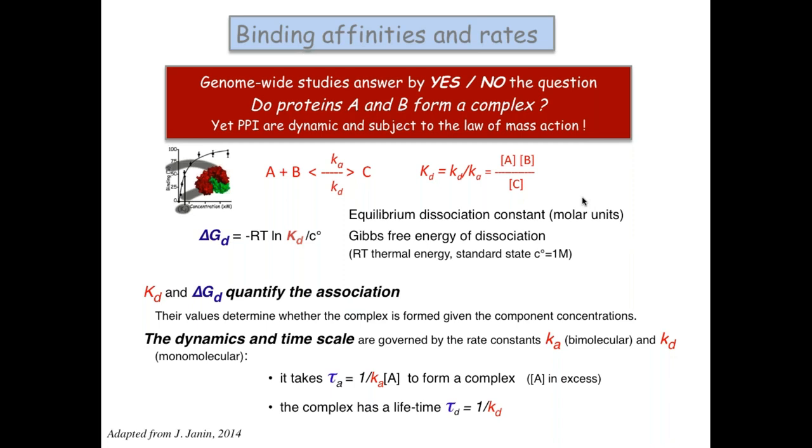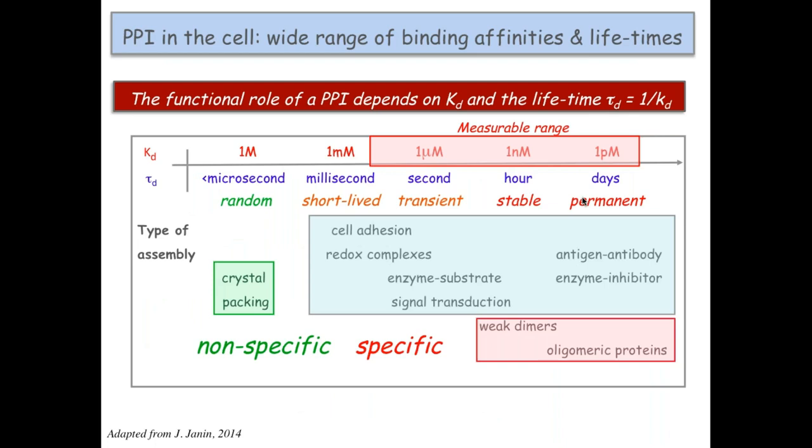So the dynamics and time scales of complex formation are governed by the rate constants: the association rate constant, the bimolecular one, and the dissociation rate constant, which is monomolecular. And the time it takes to form a complex and the lifetime of the complex depend on these. The time it takes to form a complex is inversely proportional to the concentration of the reactant, but also inversely proportional to the association rate constant. And the lifetime is inversely proportional to the dissociation rate constant. So these are really important quantities to understand and to keep in mind.